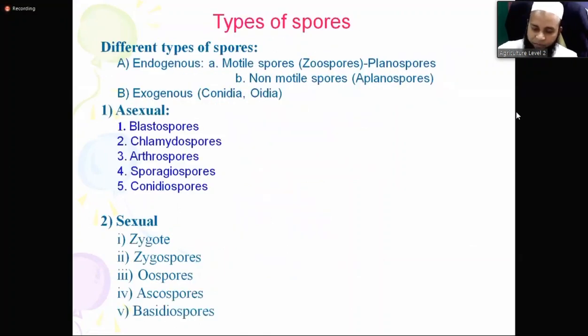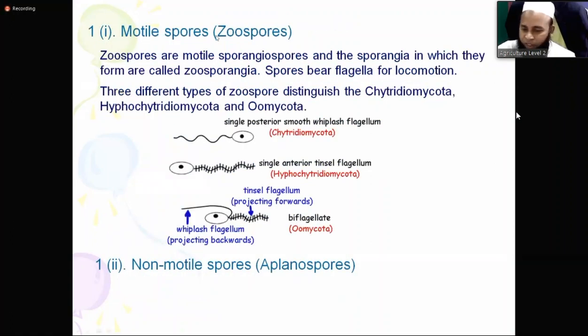So here we say endogenous or motile. Endogenous spores are divided into motile and non-motile. Motile spore is called zoospore, non-motile spore is called aplanospore, and another name of motile spore is planospore. Zoospores are motile sporangiospores, and the sporangia in which they form are called zoosporangia.